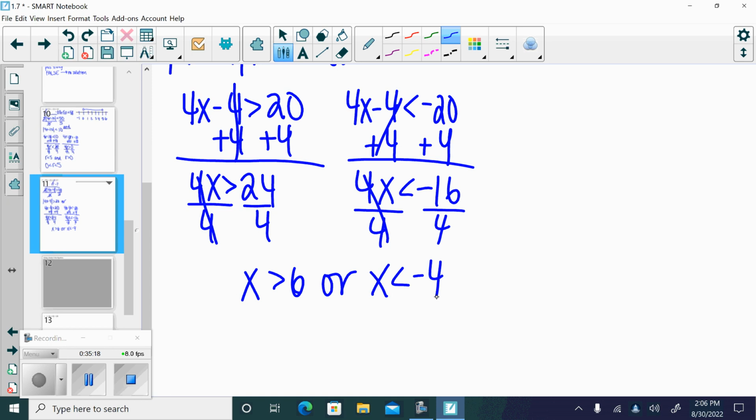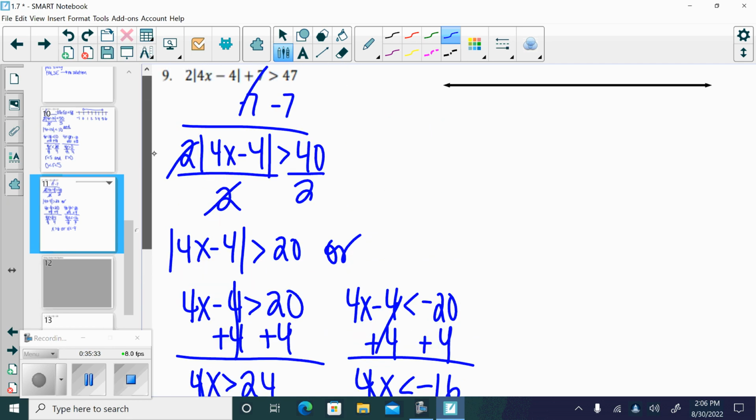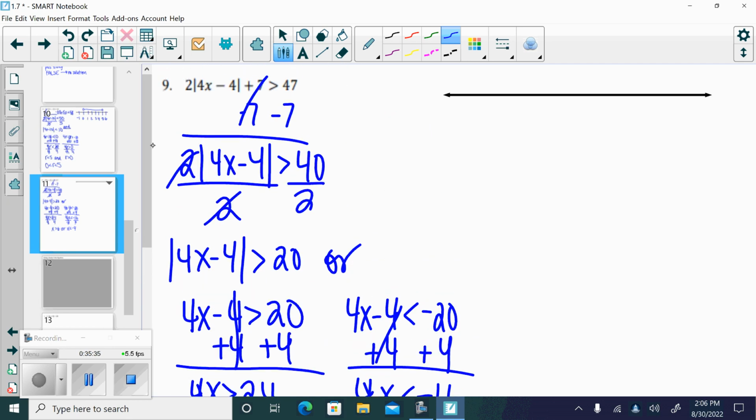What's the quiz on? 1.5 and 1.6. So it's essentially this, just without the absolute value. So regular inequalities and compound inequalities. So I don't think it'll be that bad because you're using all the same rules, just without the absolute value. Okay? So let's see. Last thing. Once again, I went by 2, so negative 6, negative 4, negative 2, 0, 2, 4, 6.